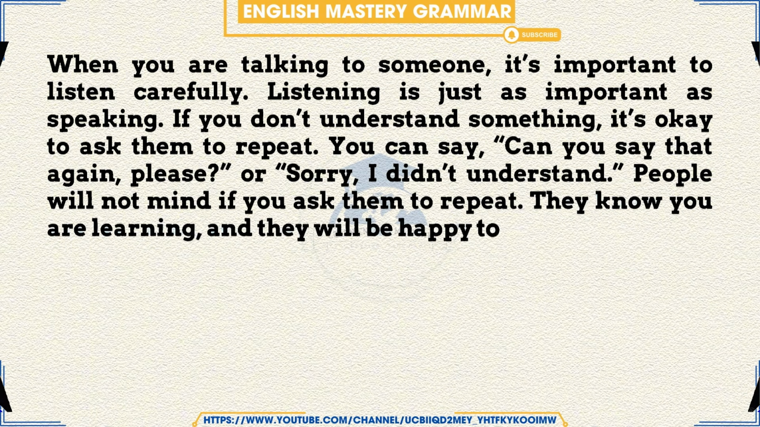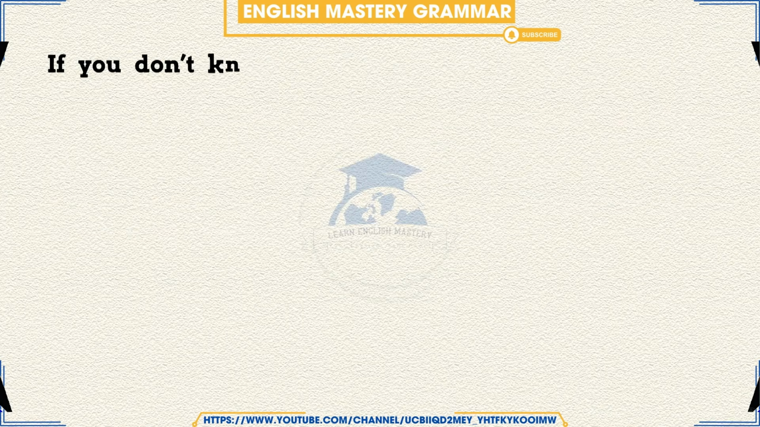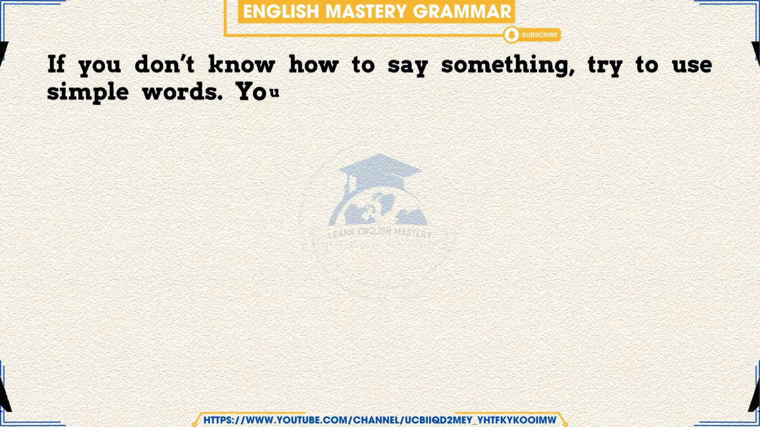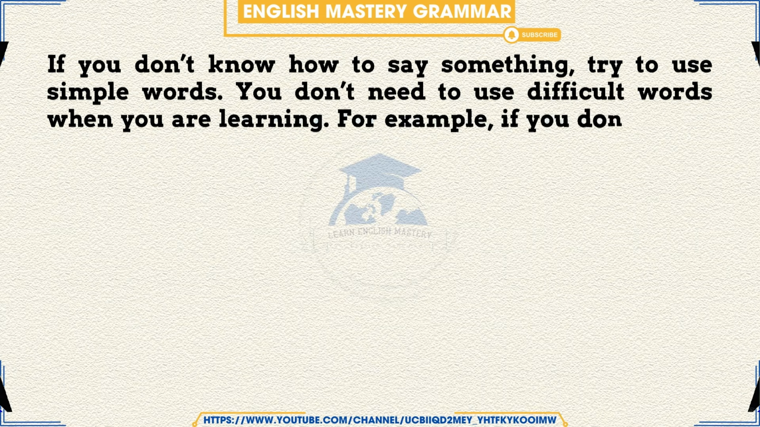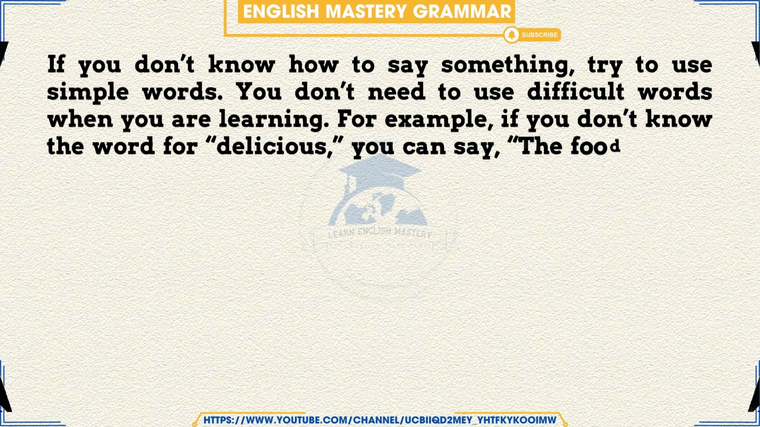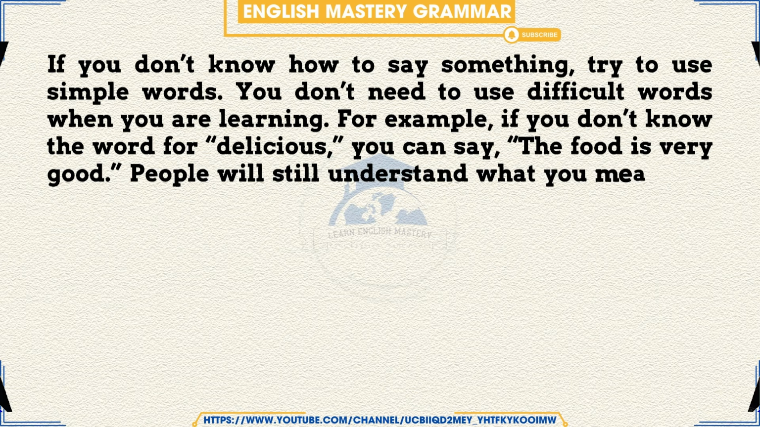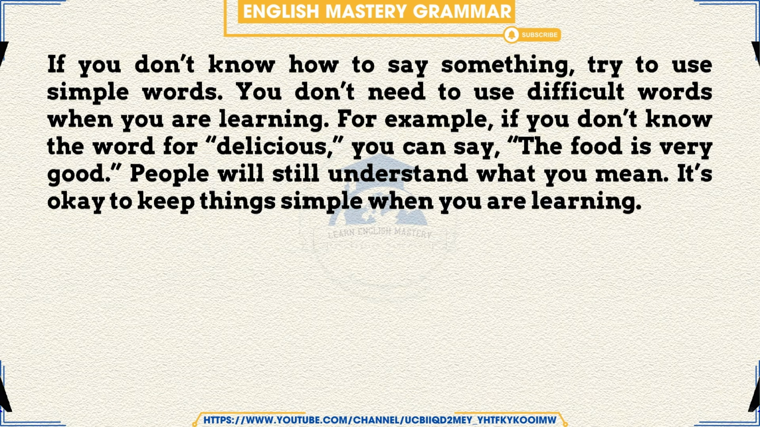They know you are learning, and they will be happy to help. If you don't know how to say something, try to use simple words. You don't need to use difficult words when you are learning. For example, if you don't know the word for delicious, you can say, the food is very good. People will still understand what you mean. It's okay to keep things simple when you're learning.